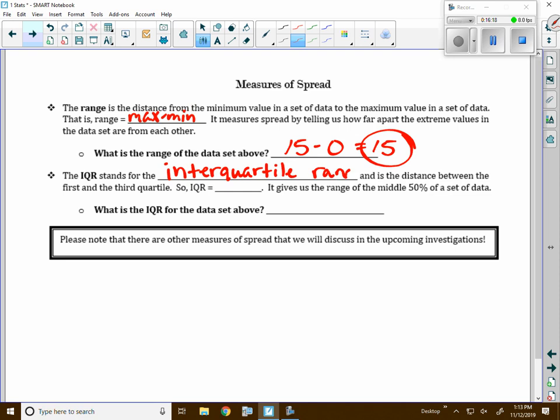Okay, IQR stands for interquartile range. You can just say IQR. You don't have to worry about knowing how to say interquartile range. We find the IQR by doing our Q3 minus our Q1. I can't put it all on the line, but it's Q3 minus Q1. What was our Q3 from our previous example? 9, and what was our Q1? 2. So 9 minus 2 gives us 7. That's our IQR.